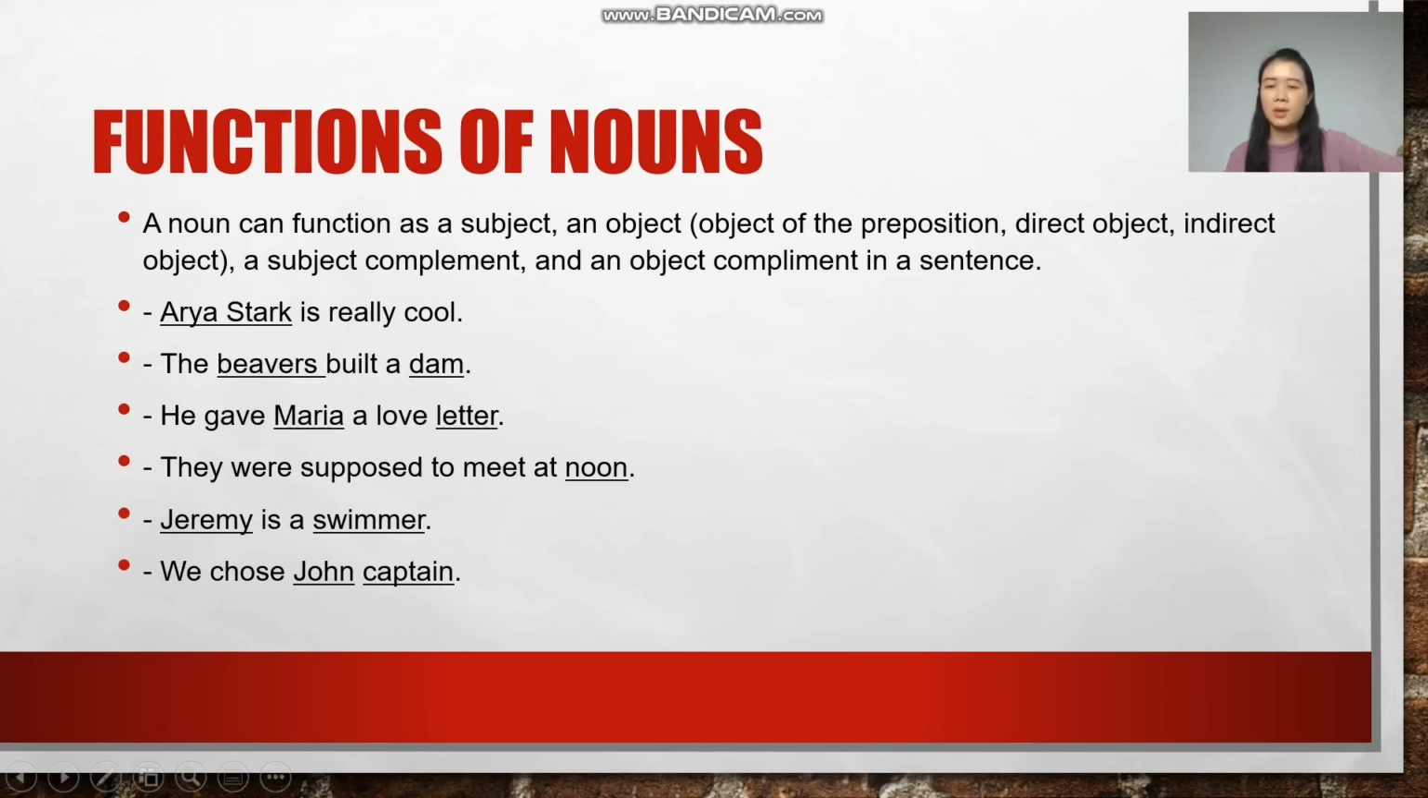Okay? The next one, "Jeremy is a swimmer." For the word "Jeremy," that is the subject for sure. But what about "a swimmer"? "Swimmer" in this sentence is not the object, because Jeremy and swimmer are the same person. Okay, they are the same. So we can say that "swimmer" is the subject complement, just to fulfill the sentence.